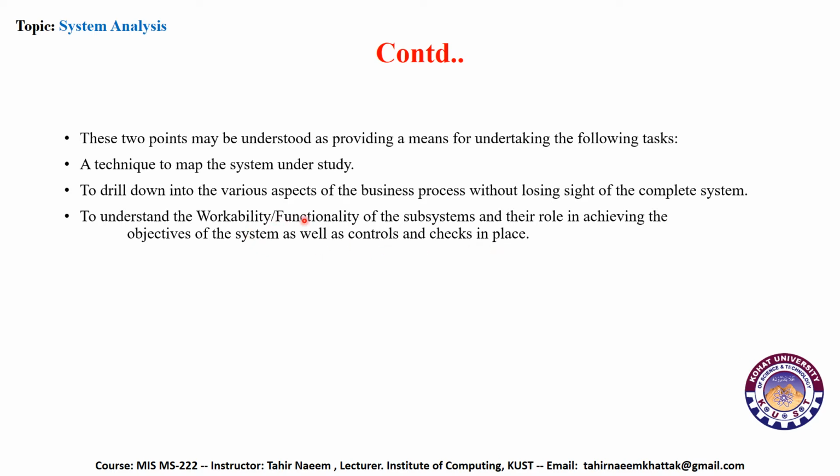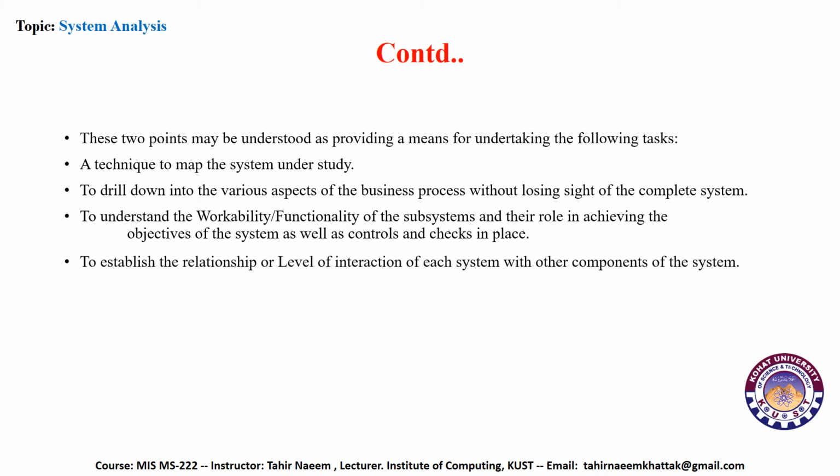So basically, the functionality of the subsystems is checked, what role they play in achieving the objectives of the whole organization, and what controls and checks should be placed in the system so that the objective may be achieved. Third, to establish the relationship and level of interaction of each system with another component of the system. It is also necessary that every component has a connection with other components, so that we can access one component from the other.